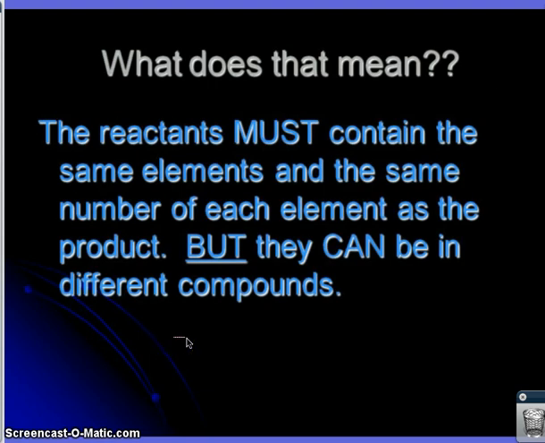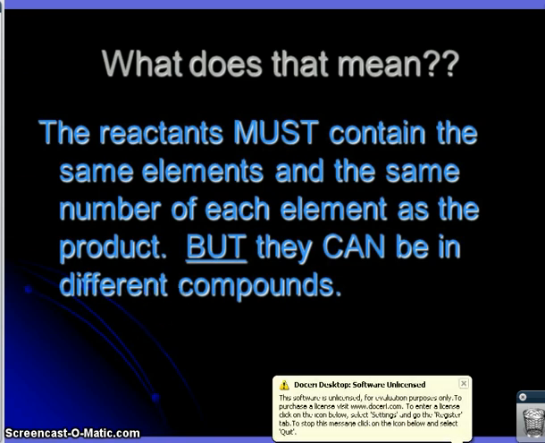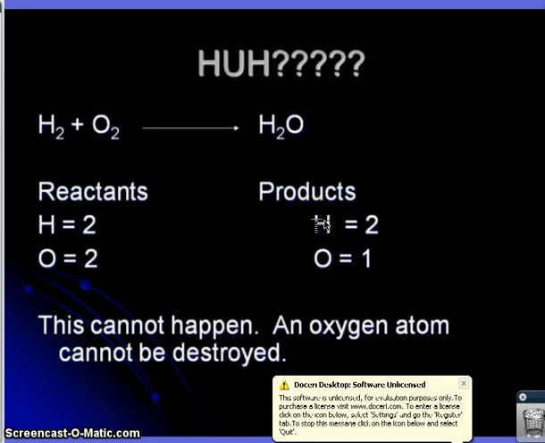So the reactants, what you wrote down earlier, the reactants on the left-hand side must always contain the same elements and the same number of each element as the product, but they can be in different compounds. So they can look different, they can be rearranged, but the same elements that are on the reactant side have to be in the product side, and the same amount of those atoms on the reactant side need to be in the product side. Okay, so here's an example.